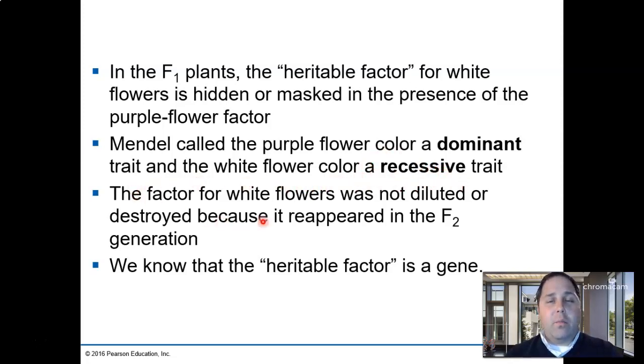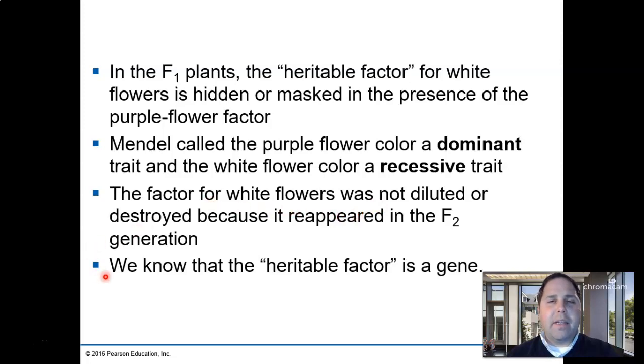Importantly, Mendel, and we can observe that the white flower trait does not go away. And we know this because it comes back. So even though we don't see white flowers in the F1 generation, the fact that white flowers reappear in the F2 generation shows that the traits for white flowers, the heritable factor for white flowers, doesn't go away. It's just hidden in that F1 generation.